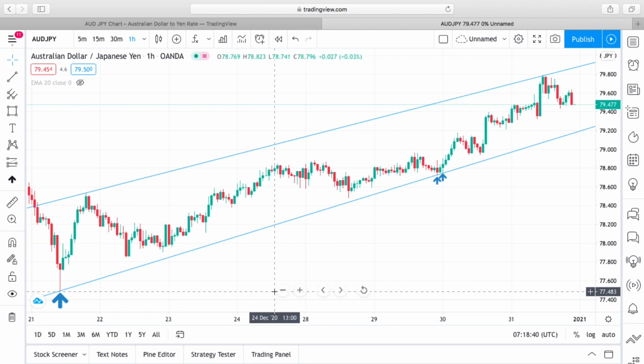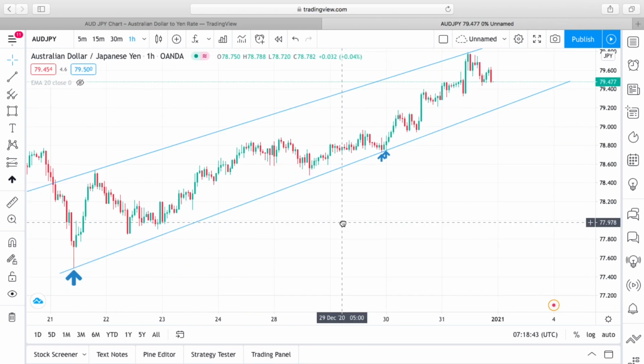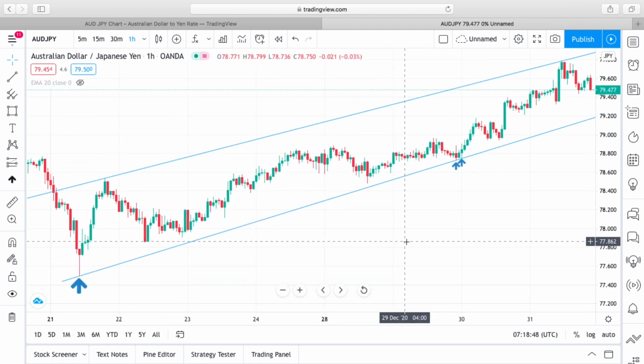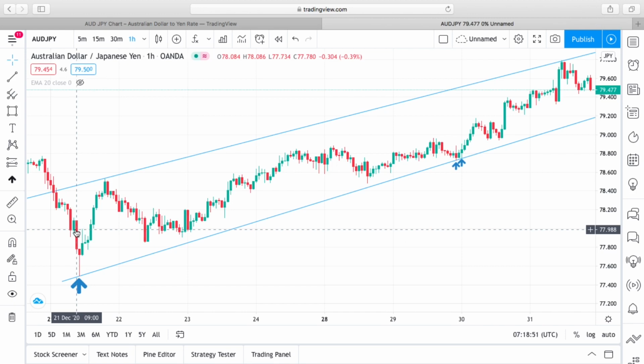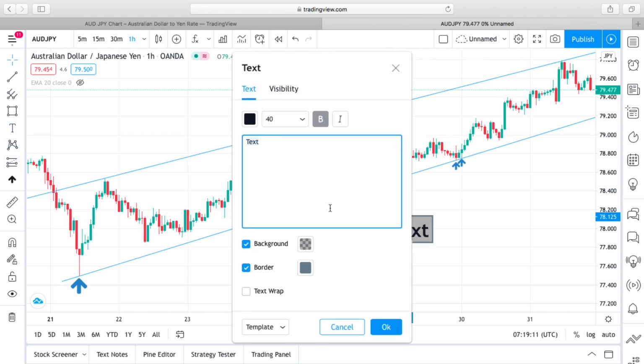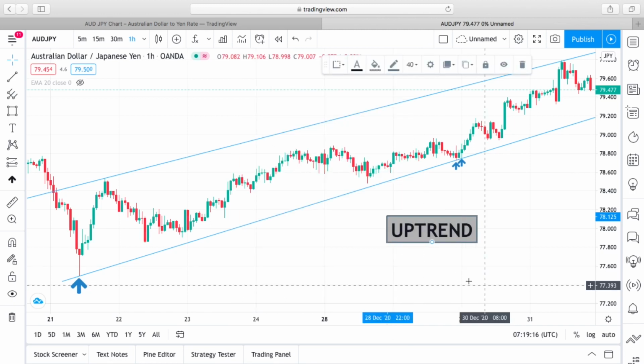So if you look at this trend line now, you would clearly know that, okay, this market now is clearly in an uptrend, which is this market has been in an uptrend since the reversal happened on 21st of December 2020. So the Aussie dollar against the Japanese yen has been on an uptrend. So I would just say, oh, this is an uptrend market. Okay, uptrend. So this is just it.